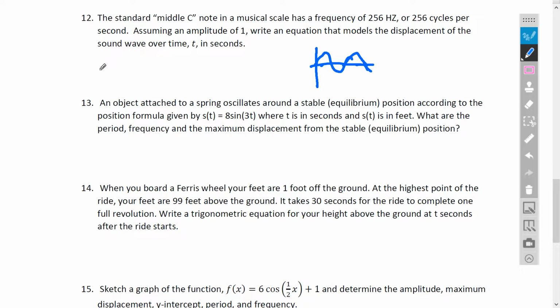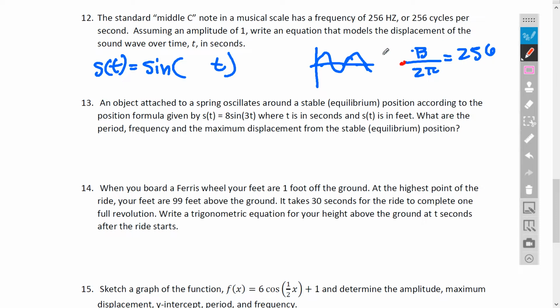So we will call this S of t, or whatever you want to call it. Now the amplitude is 1, so the A value is going to be 1. The only thing we need to figure out here is the B value in front of the input t. So what we need to do is, B over 2 pi is the frequency. 2 pi over B is the period. B over 2 pi, the inverse, is the frequency, and this is equal to 256.